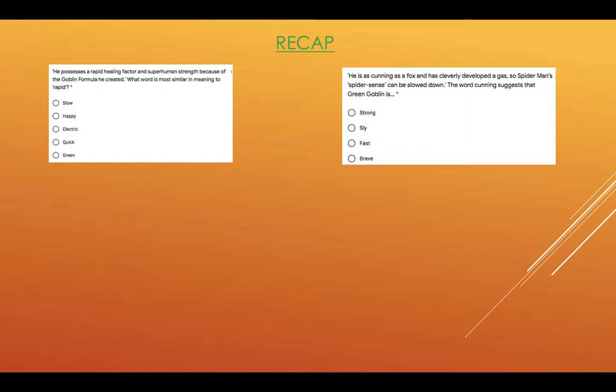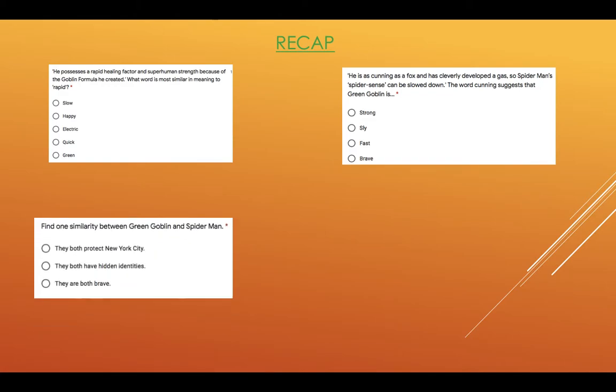He is as cunning as a fox and has cleverly developed a gas, so Spider-Man's spider sense can be slowed down. The word cunning suggests that Green Goblin is 1, strong, 2, sly, 3, fast, or 4, brave. Number 3, find one similarity between Green Goblin and Spider-Man. Is it 1, they both protect New York City, 2, they both have hidden identities, or 3, they are both brave?